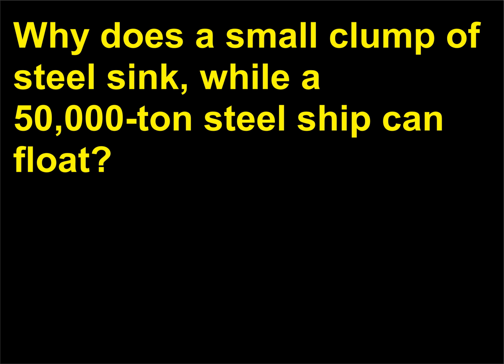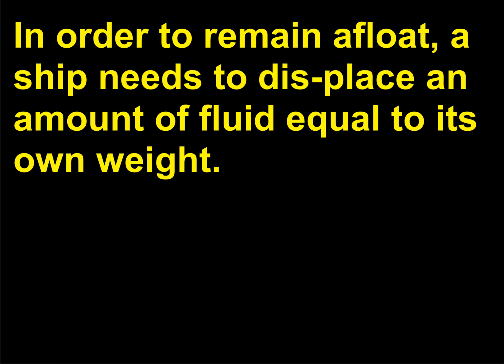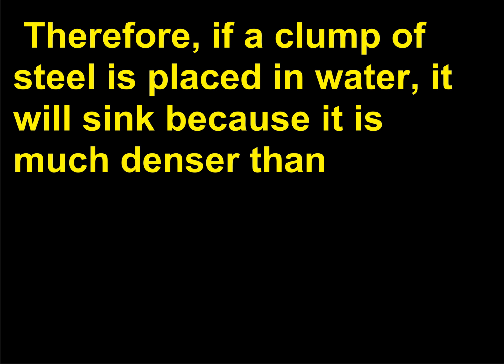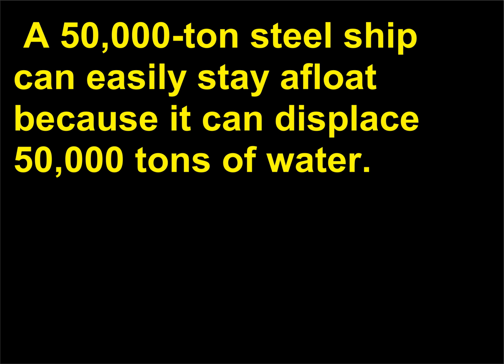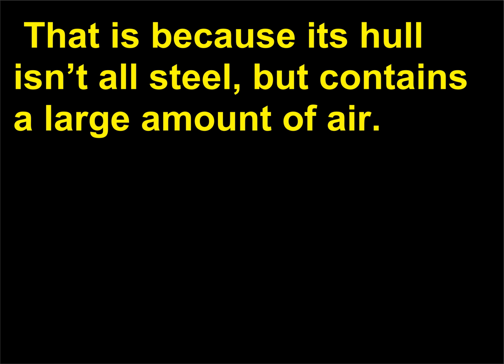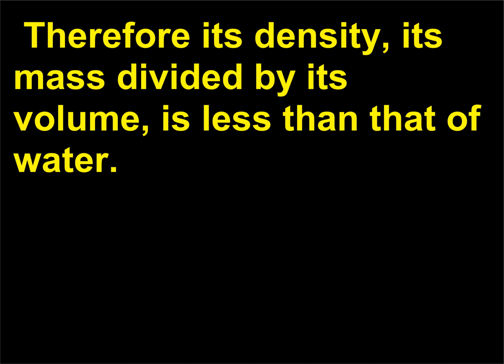Why does a small clump of steel sink, while a 50,000-ton steel ship can float? In order to remain afloat, a ship needs to displace an amount of fluid equal to its own weight. Therefore, if a clump of steel is placed in water, it will sink because it is much denser than water and its volume isn't large enough to displace a weight of water equal to its own weight. A 50,000-ton steel ship can easily stay afloat because it can displace 50,000 tons of water. That is because its hull isn't all steel, but contains a large amount of air. Therefore its density, its mass divided by its volume, is less than that of water.